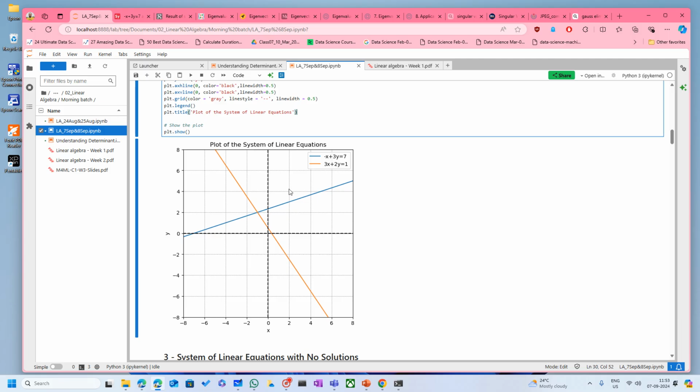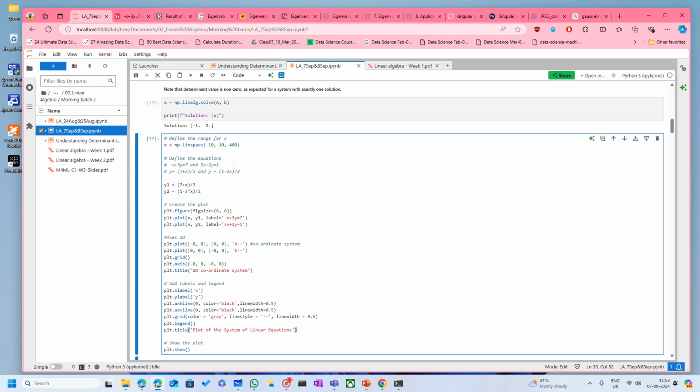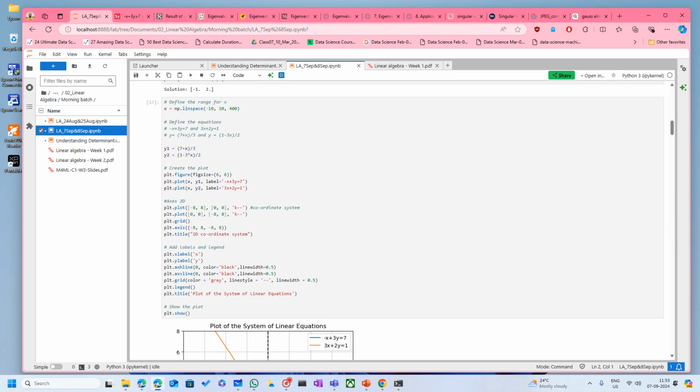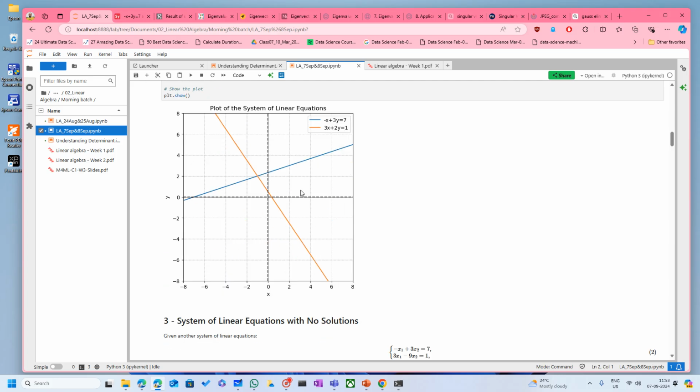We can see this set of linear equations has only one unique solution. You can tell that just by looking at the determinant value. If the determinant value is non-zero, then this set of linear equations has one unique solution. Also, if these lines intersect with each other, then they have a unique solution. Okay, I hope this is clear.